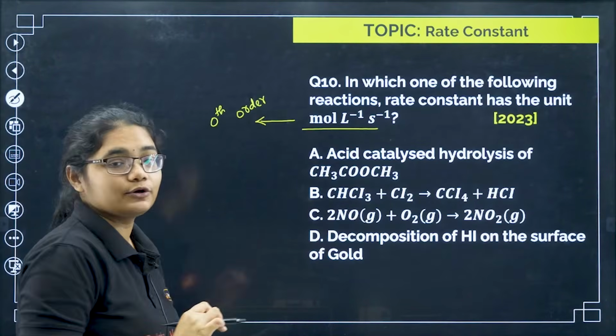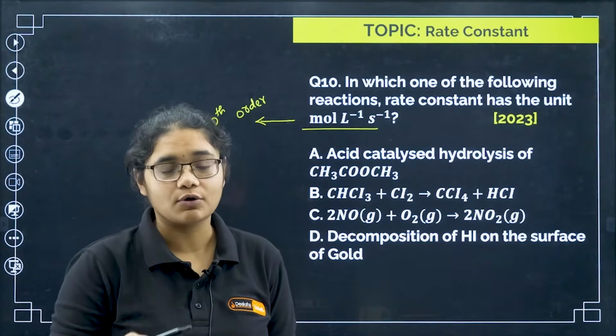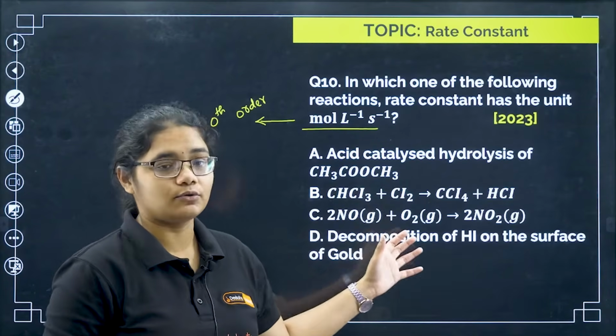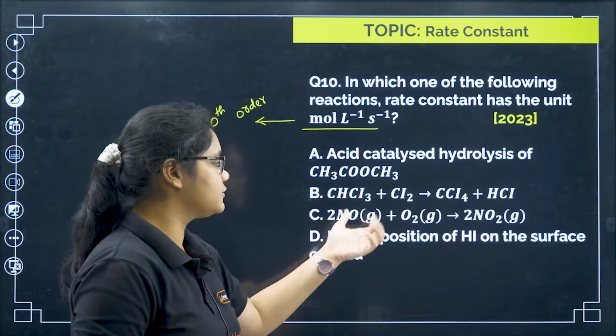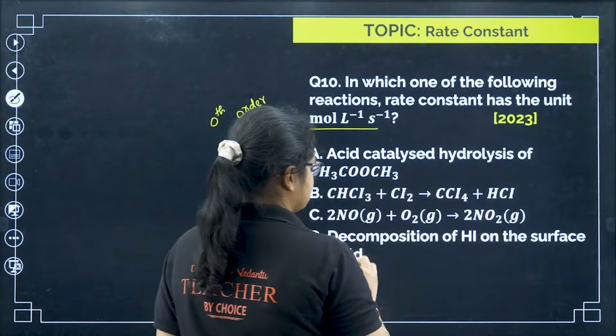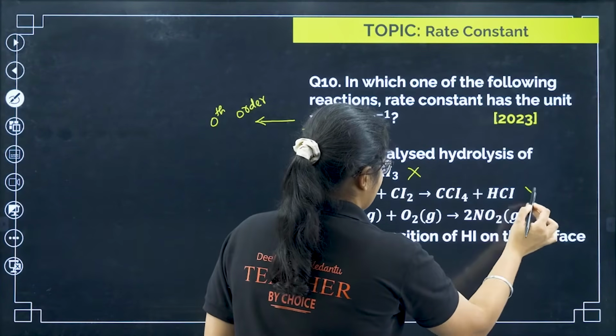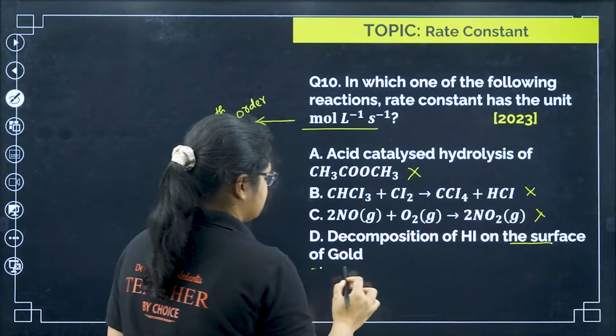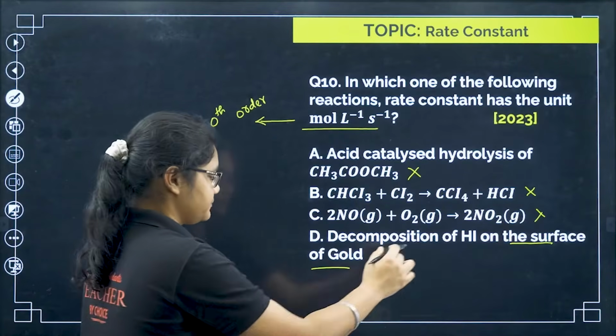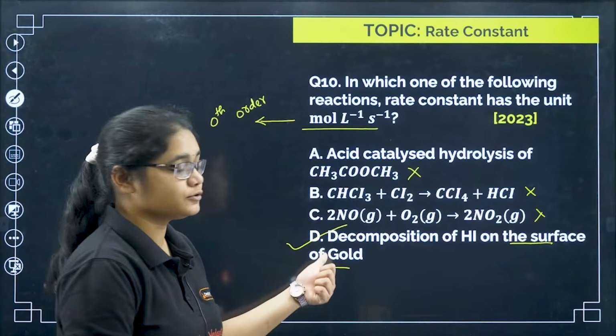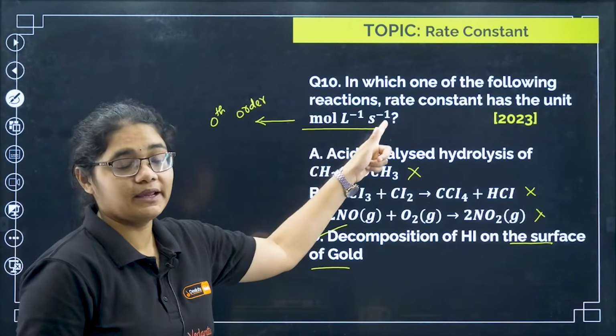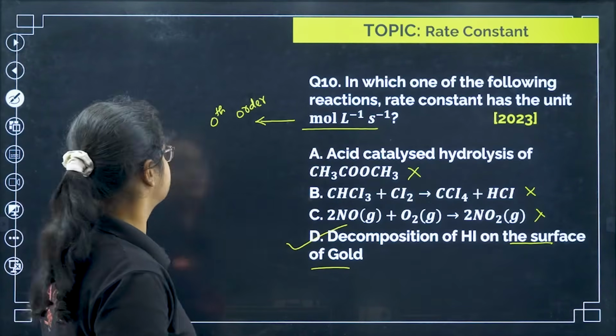So that's why I have told you to remember the examples for 0th order, so that in such type of questions you can know which example is a 0th order reaction. Acid catalyzed reaction, no. This is also not a 0th order reaction. Surface catalyst reactions are 0th order reactions. So decomposition of HI is a 0th order reaction and its rate constant will be mole liter inverse second inverse.